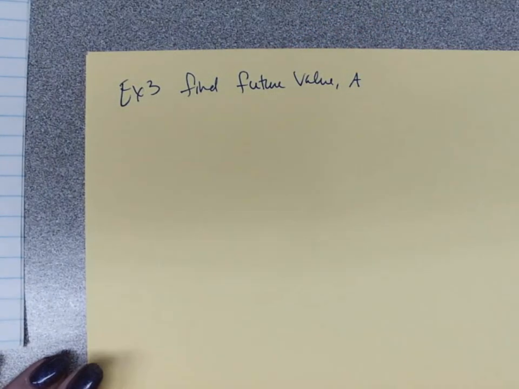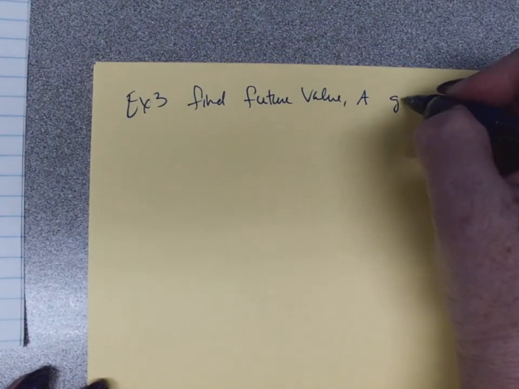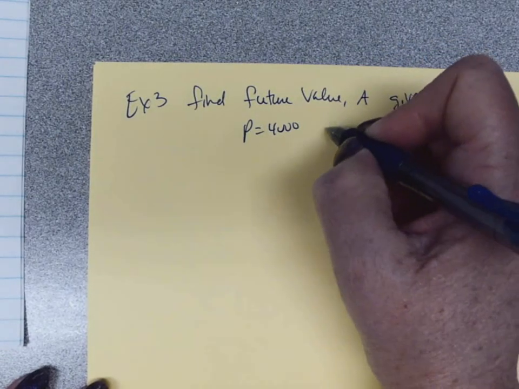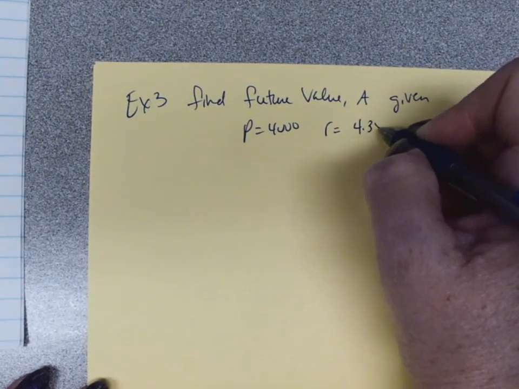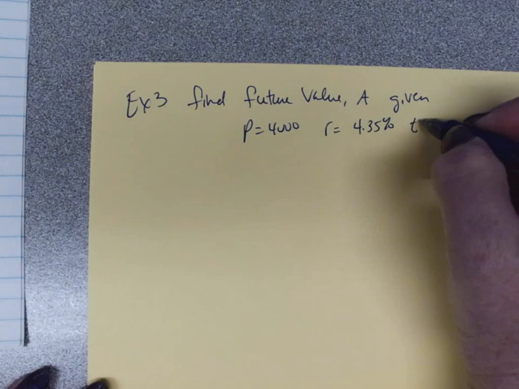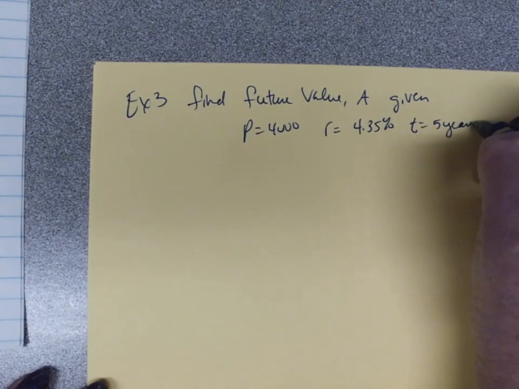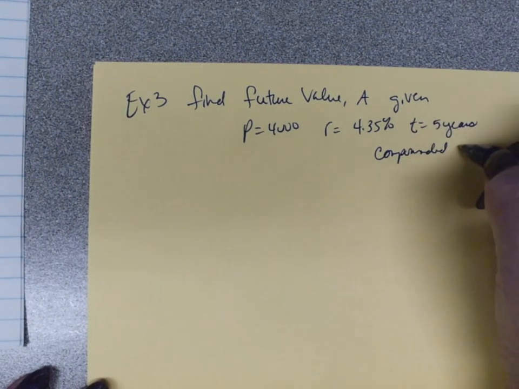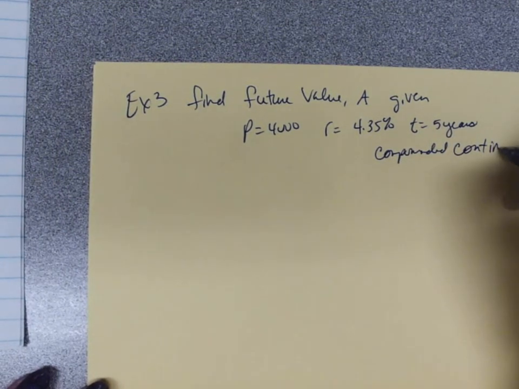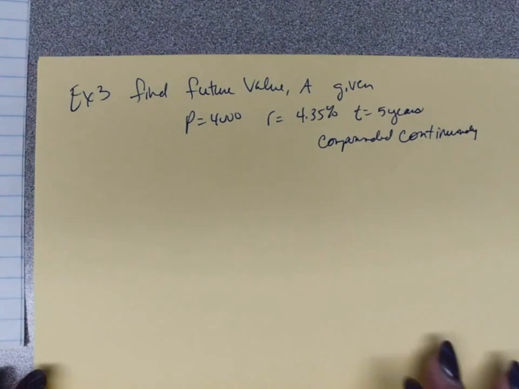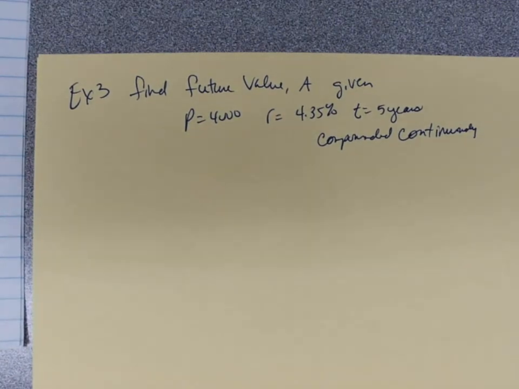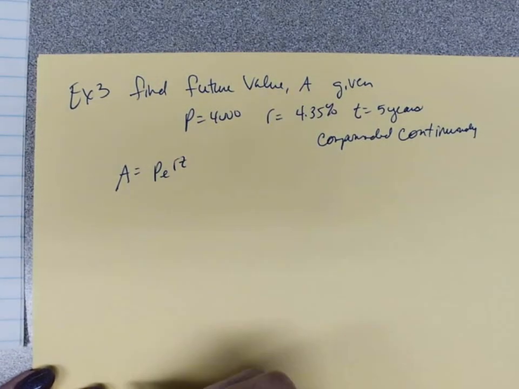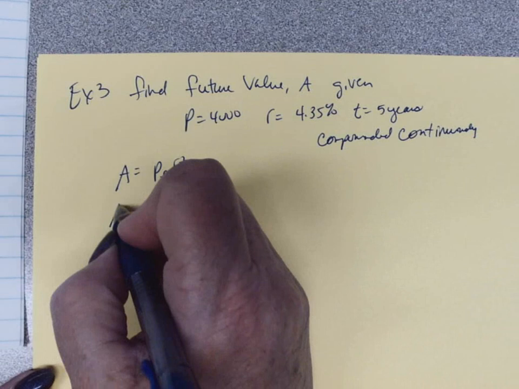And again, future value is going to be A, the amount in the account, given that P equals 4,000, R equals 4.35%, and T equals 5 years. And it's compounded continuously. So again, remember, continuously, we're going to use the e. So we're looking at the formula of A equals Pe to the rt. So we're looking for our A.